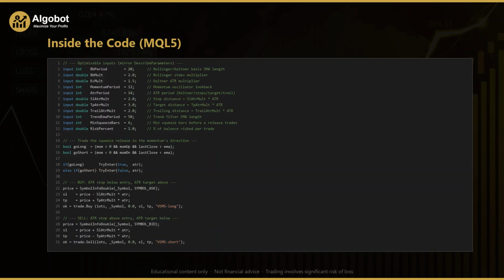Inside the entry routine, the long branch reads the ask price, places the stop loss the stop multiplier times ATR below it, sets the take profit the target multiplier times ATR above it, and submits the order with trade.buy. The short branch mirrors this exactly. It reads the bid price, places the stop above the entry, the target below it, and submits with trade.sell. Both sides size the position from the same risk calculation. Notice how symmetrical the two sides are, which keeps the logic balanced between longs and shorts.